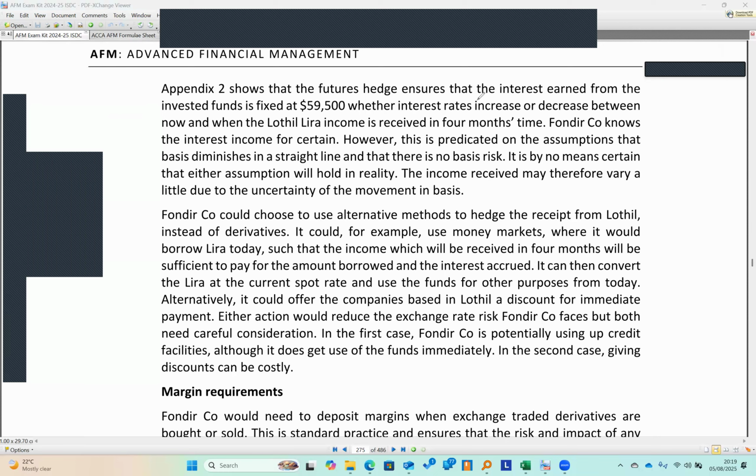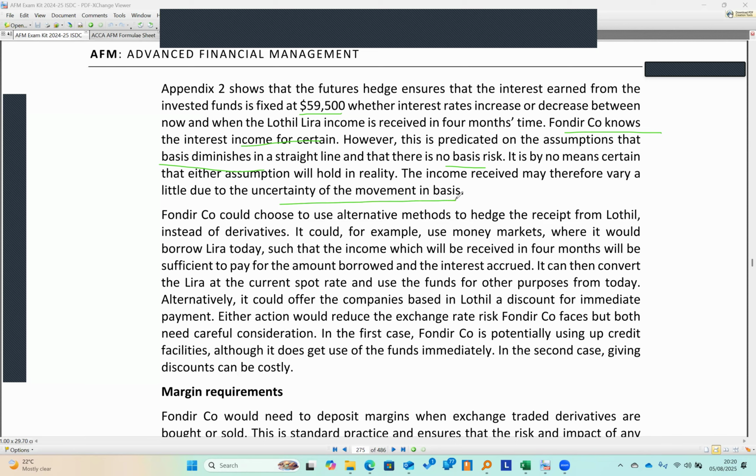Appendix 2 shows that the futures hedge contracts that the interest earned from the invested funds is fixed at 59, whether the interest rate increases or decreases. Okay, so this means that the interest rate is certain. However, the prediction is saying that basis diminishes in a straight line and that there is no basis risk. So this is not certain. So the income received may therefore vary a little due to the uncertainty of the movement in basis. So I also mentioned this one.